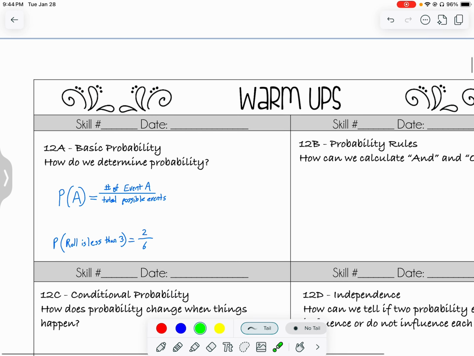All right, basic probability. Can you calculate a basic probability? Give yourself a quick score on that, a 1, 2, 3, or 4, put it right up here. And for me, it's a 4. Go ahead and give yourself a score.